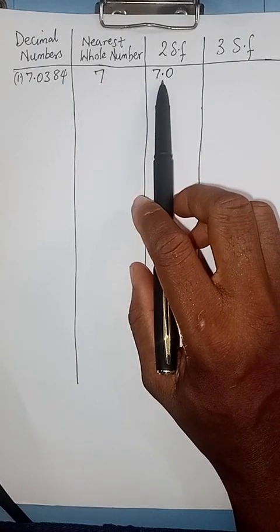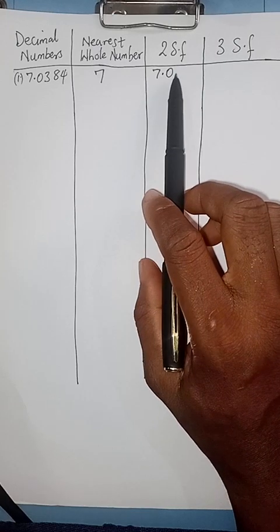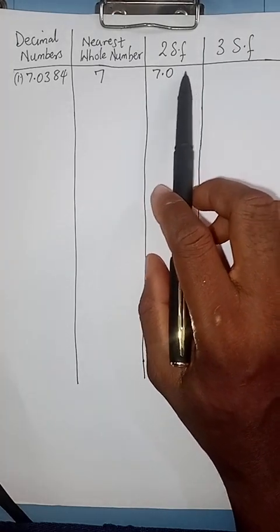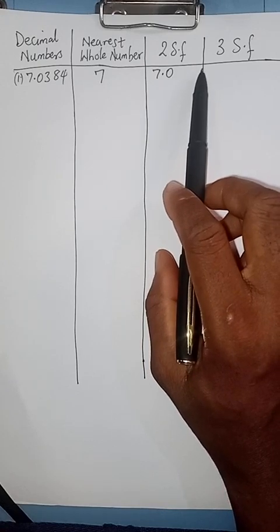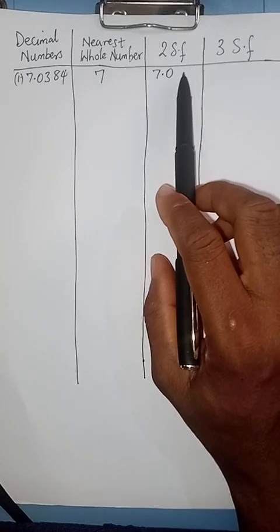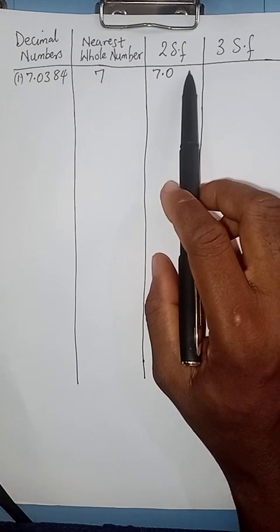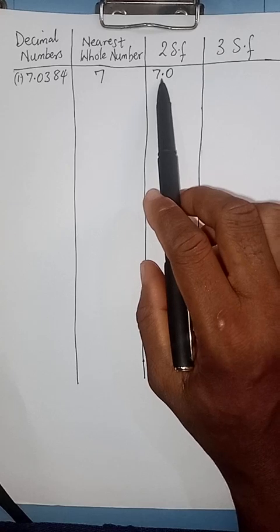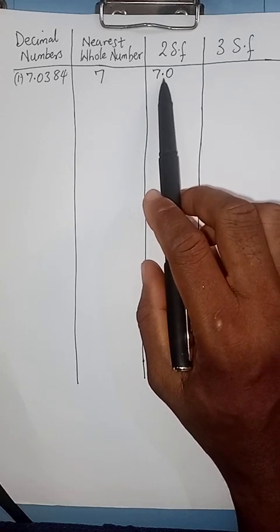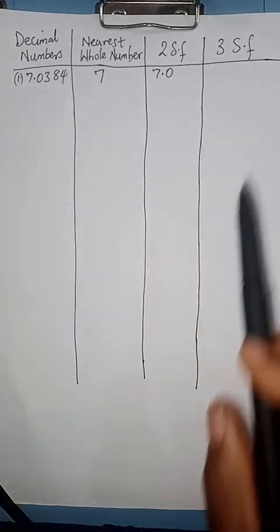Now remember, when we're rounding off whole numbers to two significant figures, we convert those other digits to 0, 0, 0. But because this is a decimal number, there's no point converting to 0, 0, 0 because it means nothing as long as this decimal point is there. But if the decimal point was not there, we would have converted the digits to 0, 0, 0. I hope you catch that.